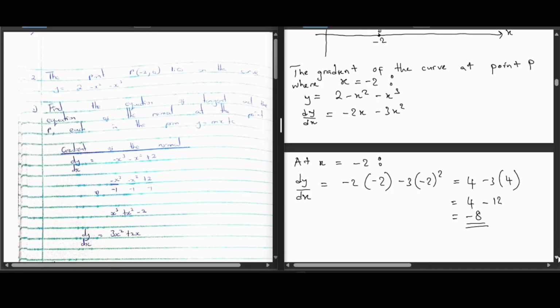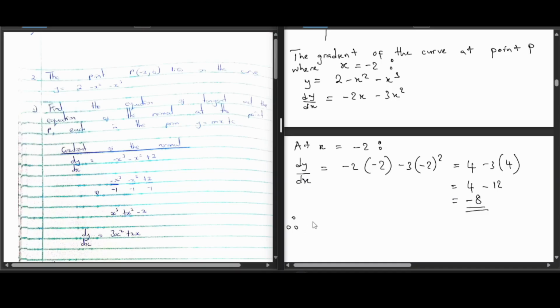We can come here. Therefore, the gradient of the tangent is equal to minus 8. What then is going to be the gradient of the normal?